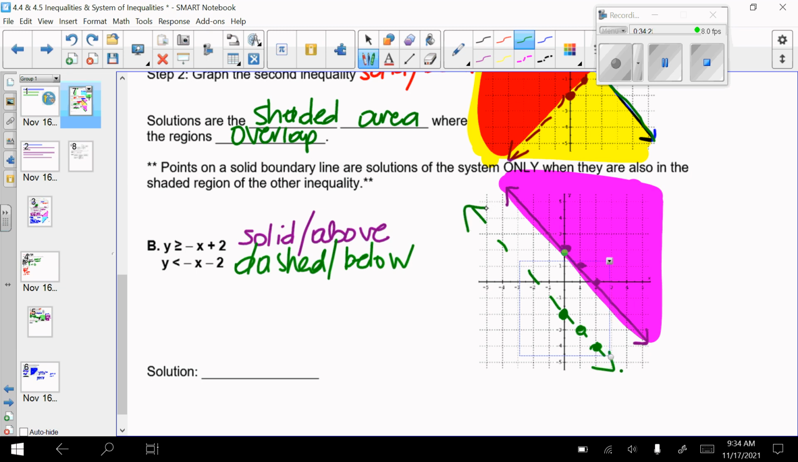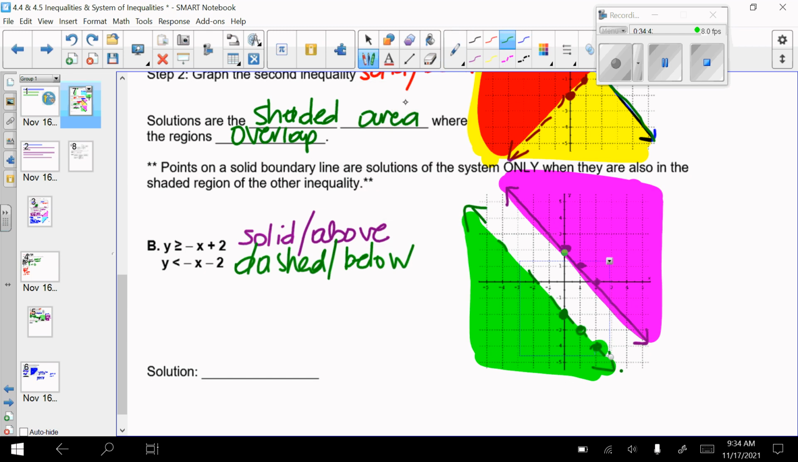And if I shade below, what do you notice? They don't touch. They don't ever overlap. So what do you think? Are there any solutions that make these true? Nope. So this is no solution, because the regions don't overlap.